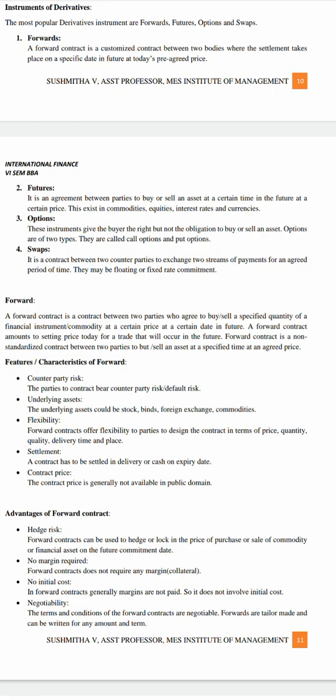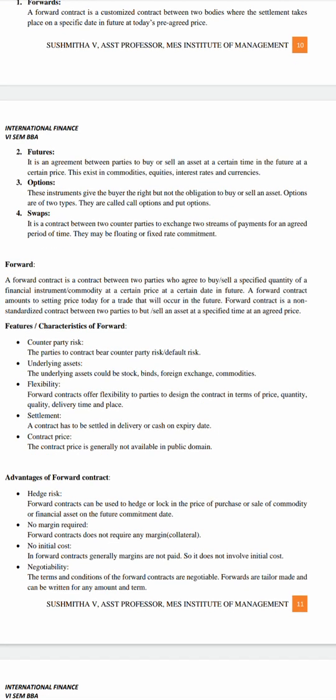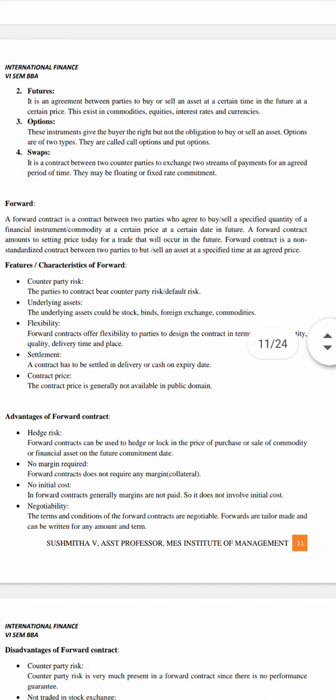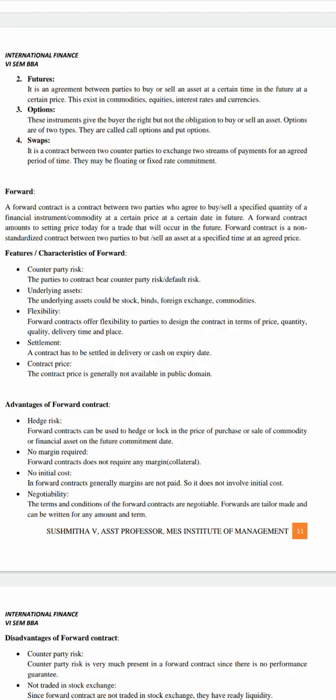Forward is a customized contract. It's a tailor-made contract based on the agreement between the two parties, and it is going to get settled on a future date at a predetermined price. Futures are a standardized contract, done through the exchange, and settled on a future date at a certain agreed price. Options are the right given but not the obligation. You don't have to oblige to the terms and conditions, but it is your right to execute the terms and conditions of that particular transaction. Again, there are two types of options: call option and put option.